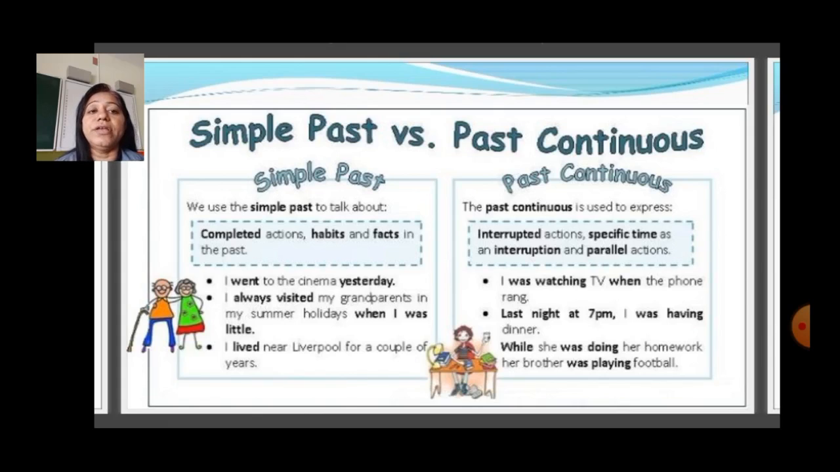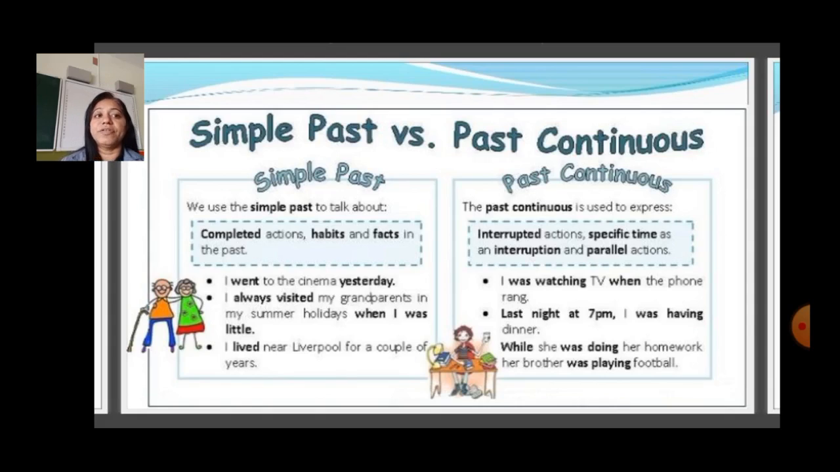I lived near Liverpool for a couple of years. But we use past continuous tense to express interrupted action, specific time as an interruption, and parallel action. I was watching TV when the phone rang. So the action is parallel. At that time, at a specific time, I was watching TV.